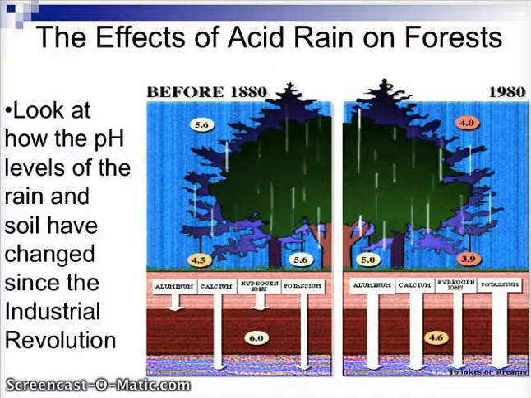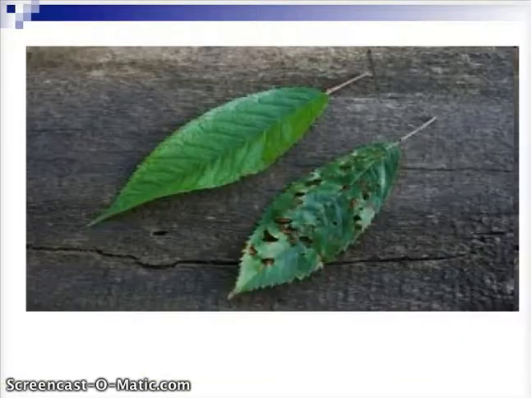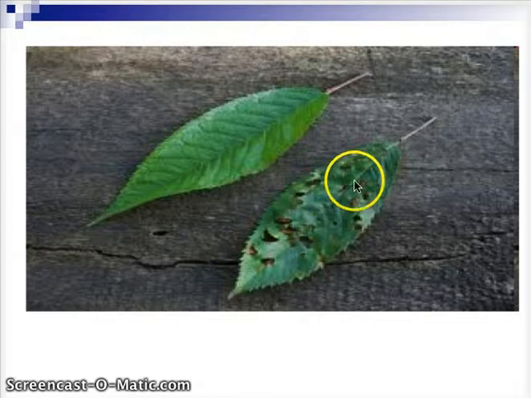Now, if we just take a look here, we're looking at an image of a forest before 1880, before the Industrial Revolution, and then 100 years later, 1980. We can see the pH levels of our rain have changed from 5.6 to 4. The pH level inside our soil has changed from 6 to 4.6. So this has had a huge impact. And if we were to take a closer look at the leaves, they would start to look something like this.